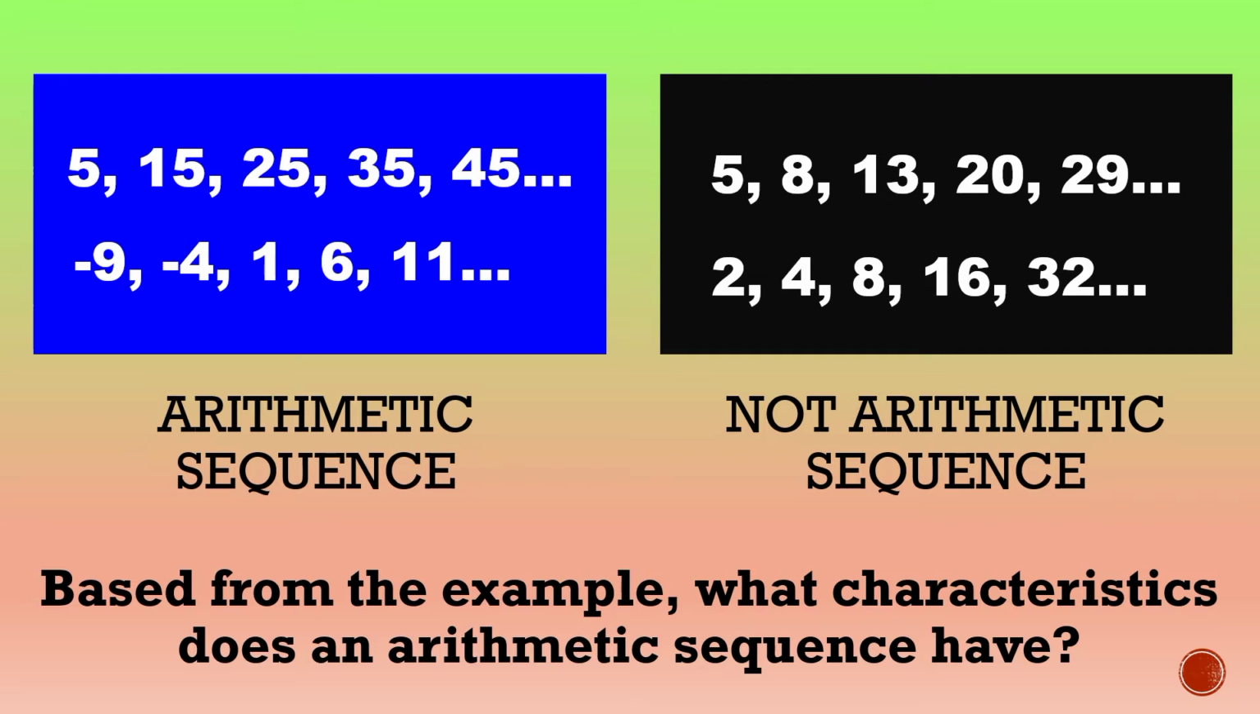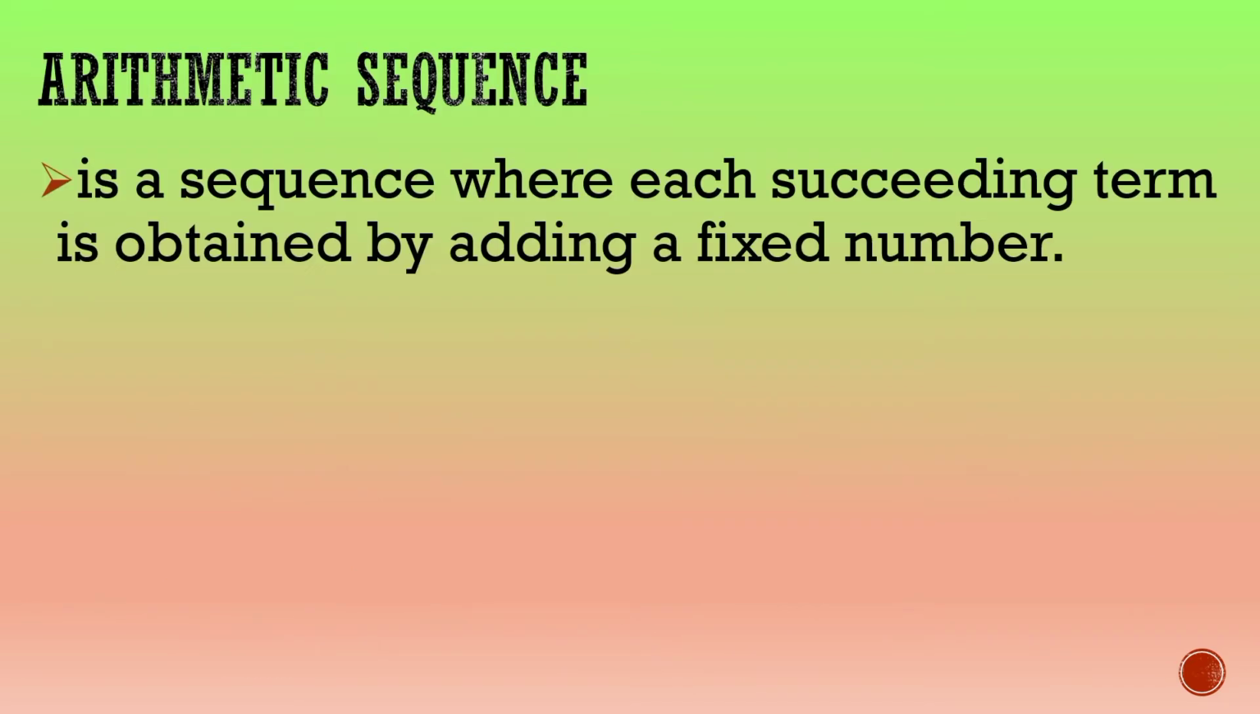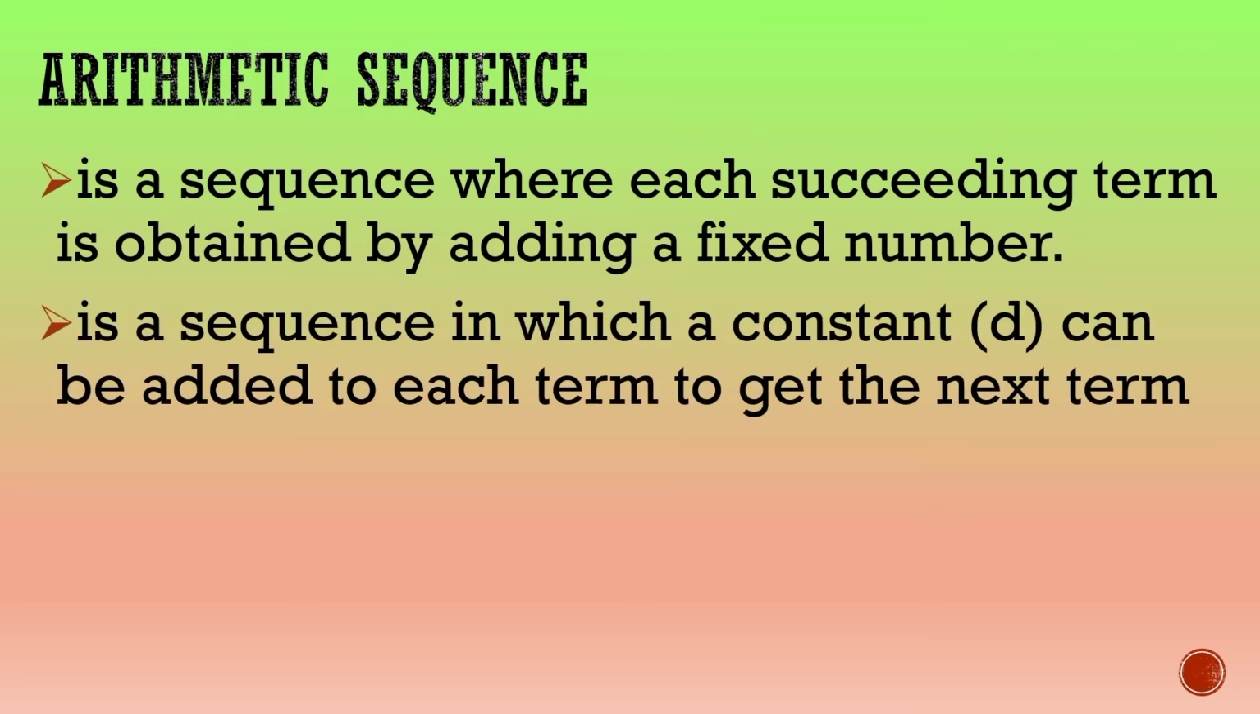So, ang main characteristic ng arithmetic sequence ay yung same. So, same, pwede natin gamitin ay ibang term like constant or fixed. Therefore, arithmetic sequence is a sequence where each succeeding term is obtained by adding a fixed number. It is also a sequence in which a constant d can be added to each term to get the next term. These two definition came from two different books.